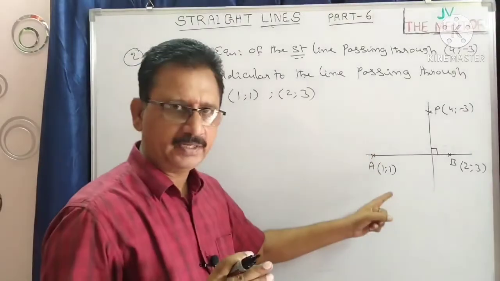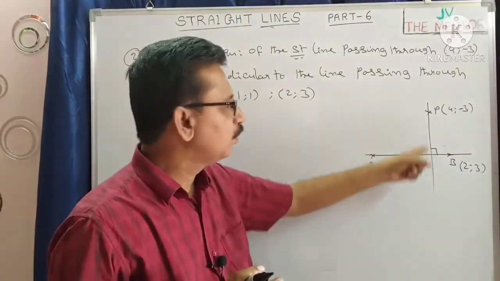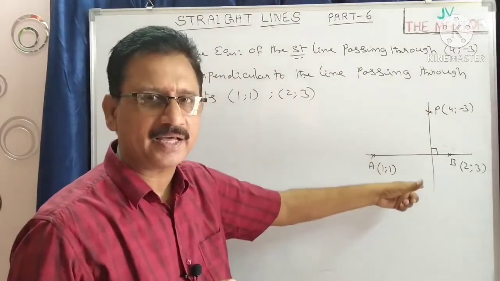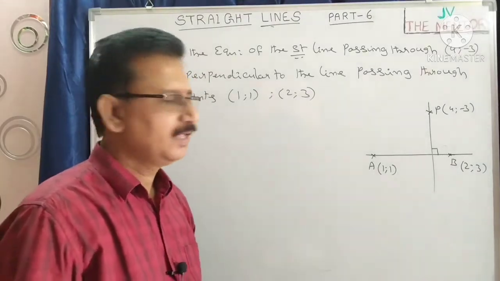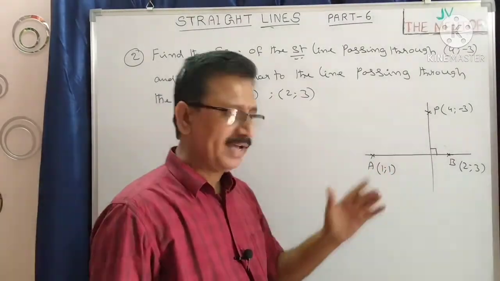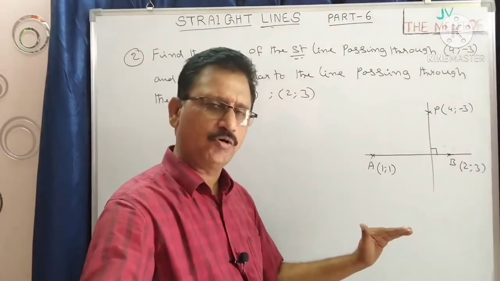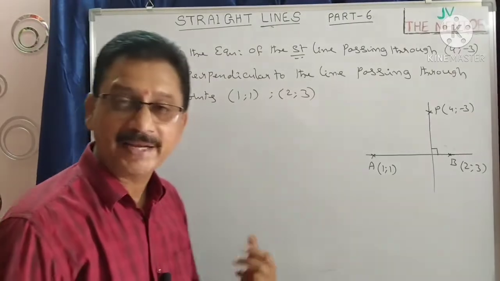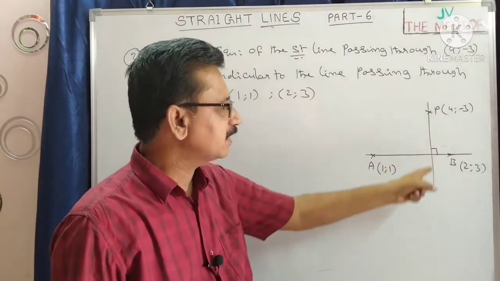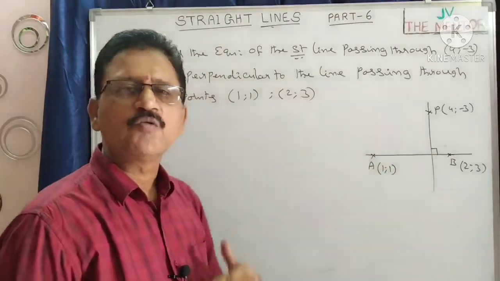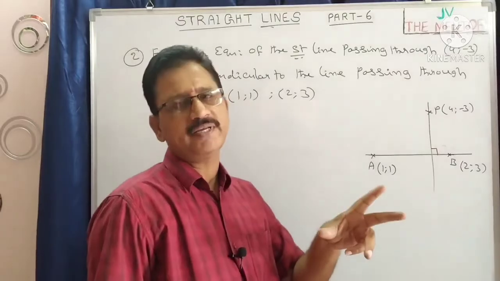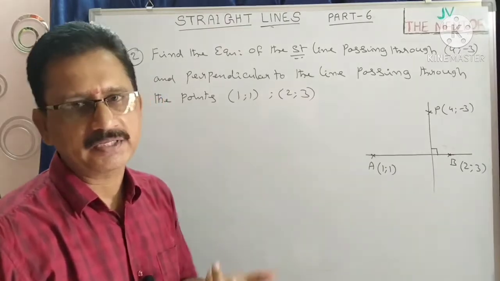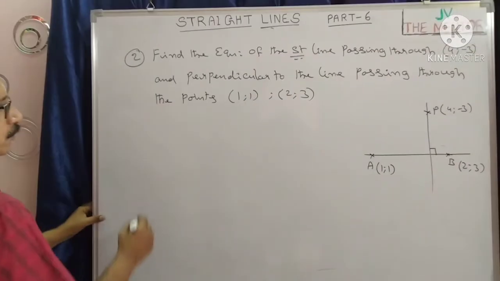The equation of the line perpendicular through the point P. What is the slope of the perpendicular line? Slope of the line which is parallel to AB is m, the slope of AB. Perpendicular line means minus 1 by slope of AB, that is minus 1 by m. Now the equation of the line perpendicular to AB is y minus y1 equal to minus 1 by m into x minus x1, where x1 comma y1 is 4 comma minus 3. Write down. Solution.